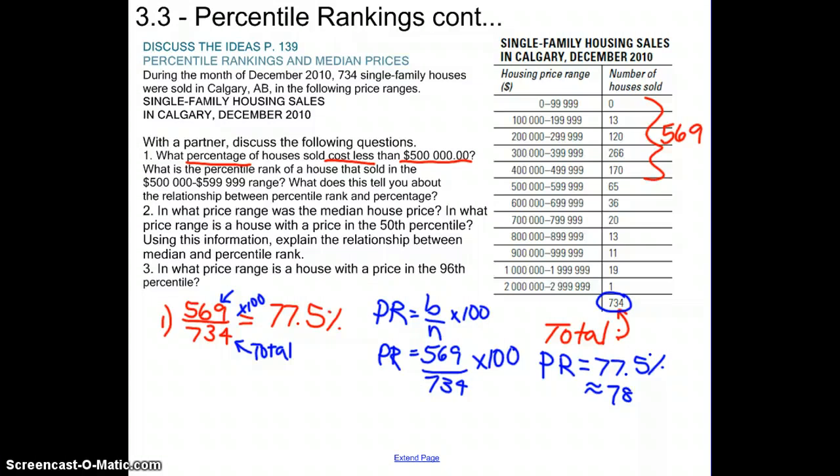No. The only reason that they're the same here is because in both cases they're talking about the number lower than a value. If you were talking about the number higher than a value, the percentile rank would not really help you out, because it always tells you the value lower than that number. So the reason they're the same is because question 1 is asking you for the ones that are lower or cost less than 500,000. So number 2, what price range was the median house price?